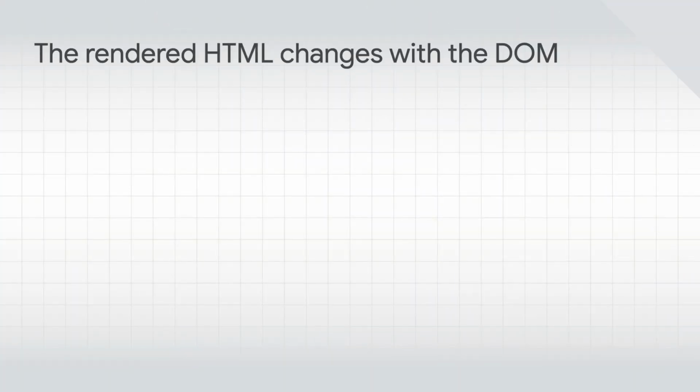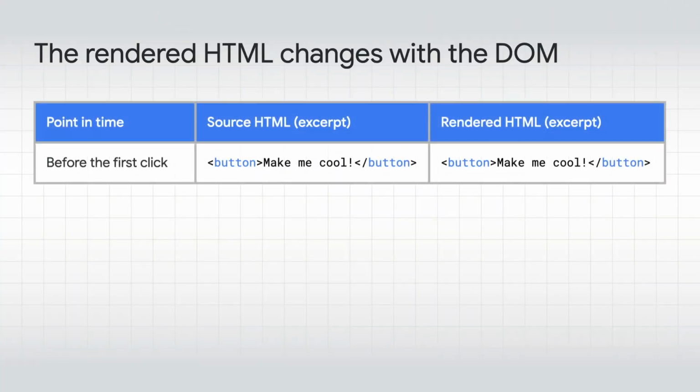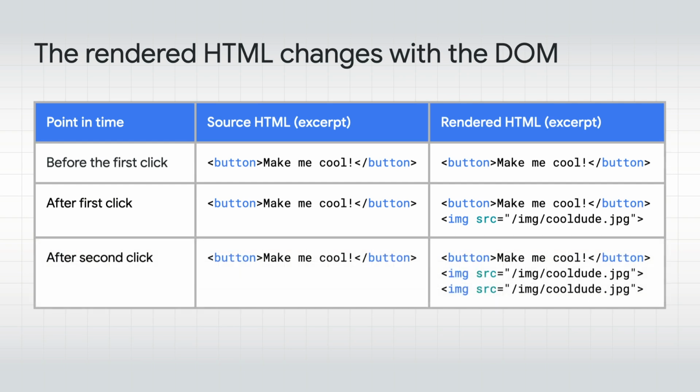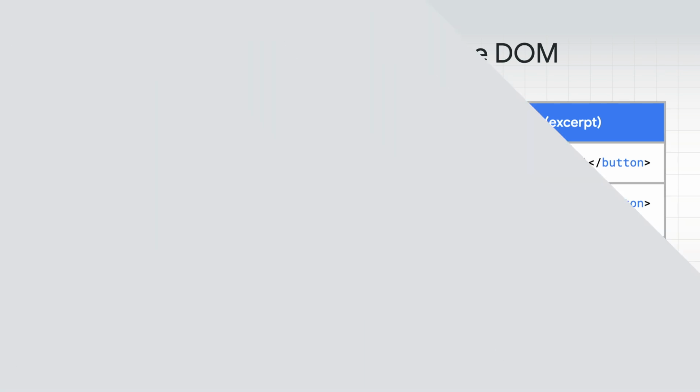When we turn the DOM tree back into the rendered HTML, we might get different results depending on what happened to the DOM tree before. For example, the rendered HTML of the previous example website is exactly the same as the source HTML, as long as the button was not clicked. As the button is clicked, JavaScript will run and will change the DOM and, in turn, the rendered HTML.